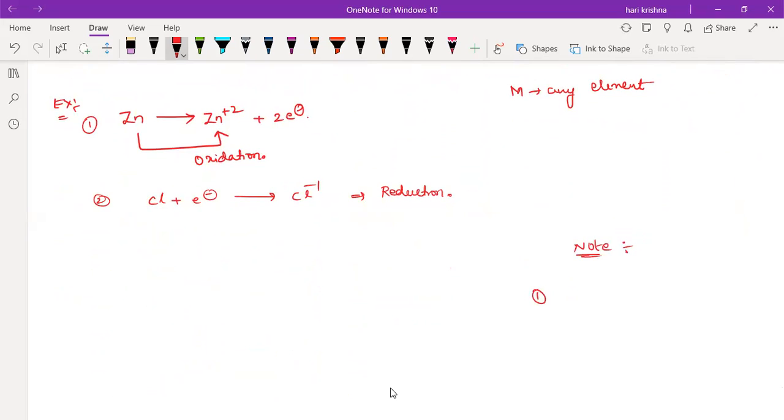Suppose the element is in the Na state and it is moving to Na+. Is it oxidation or reduction? Oxidation. Now, one more: Fe2+ is moving to Fe3+. Is it oxidation or reduction? Oxidation.